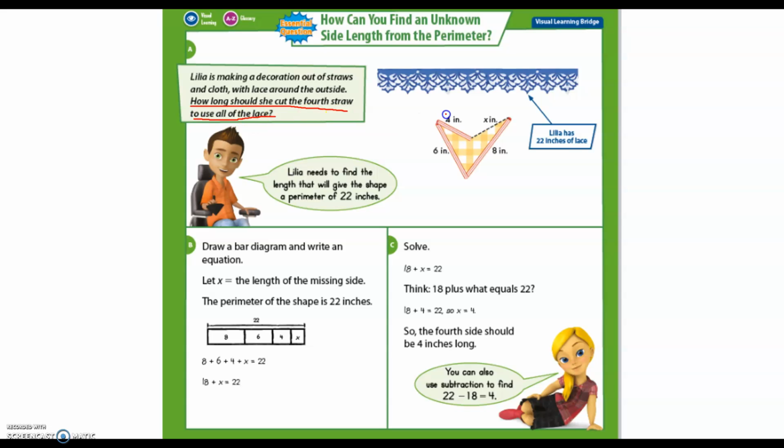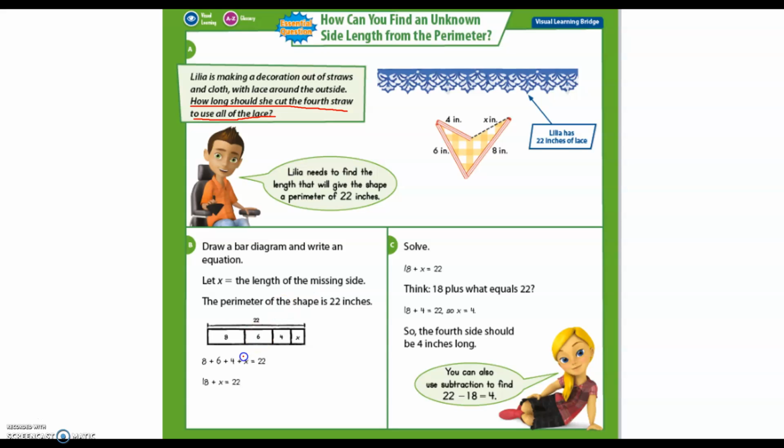So taking a look over here, we know the lace is 22 inches. We want to use all 22 inches. Lilia needs to find the length that will give the shape a perimeter of 22 inches. Here's the decoration right here. We've got 1, 2, 3 of the sides. We need to figure out this fourth side. We know that all of these sides added together will equal 22.